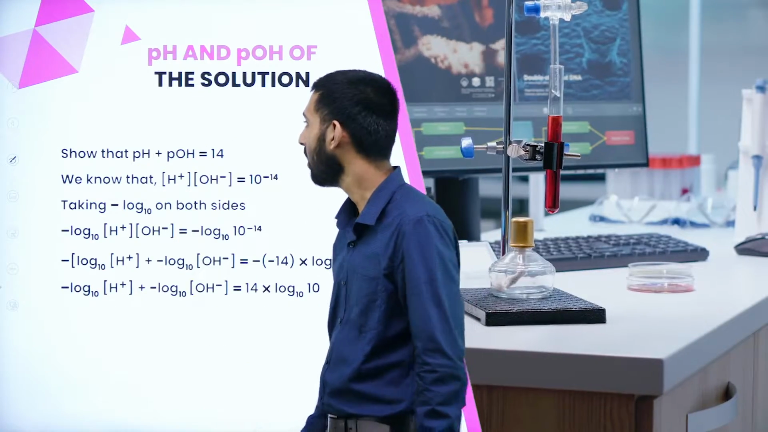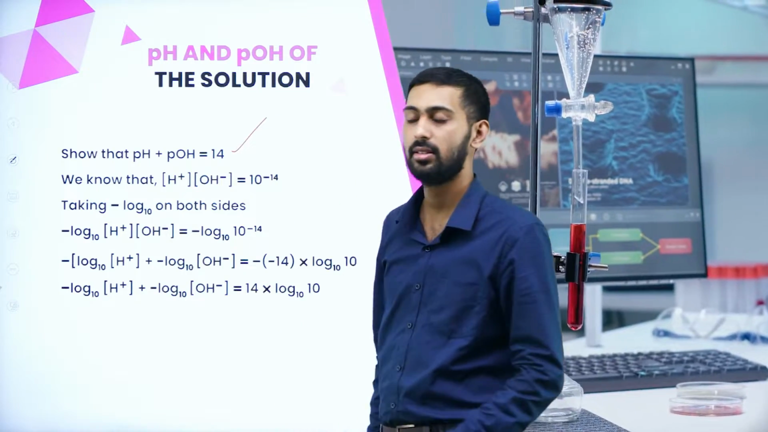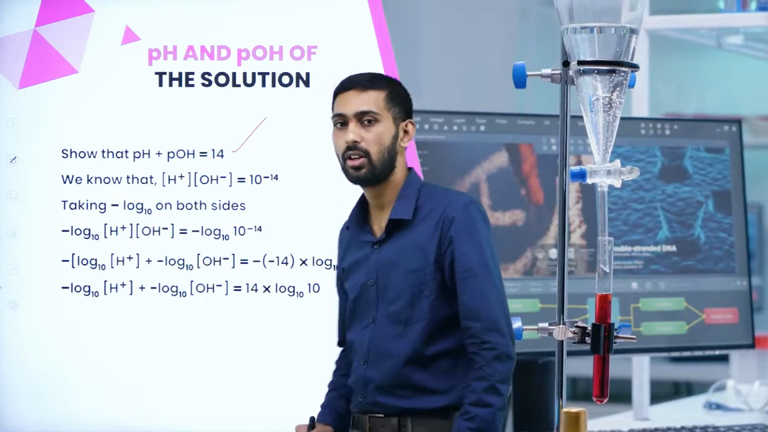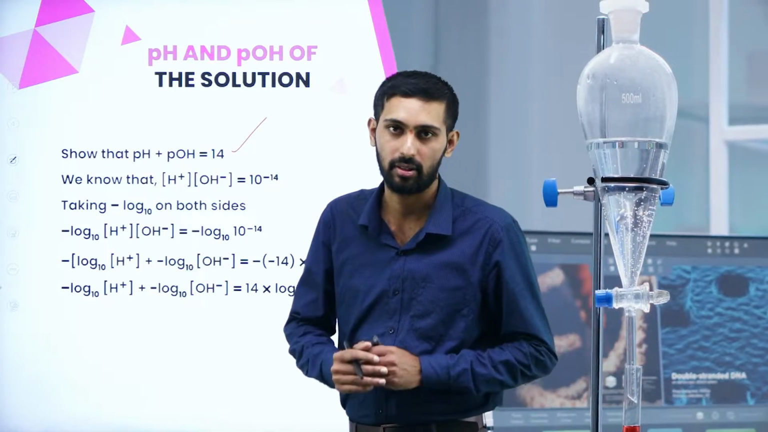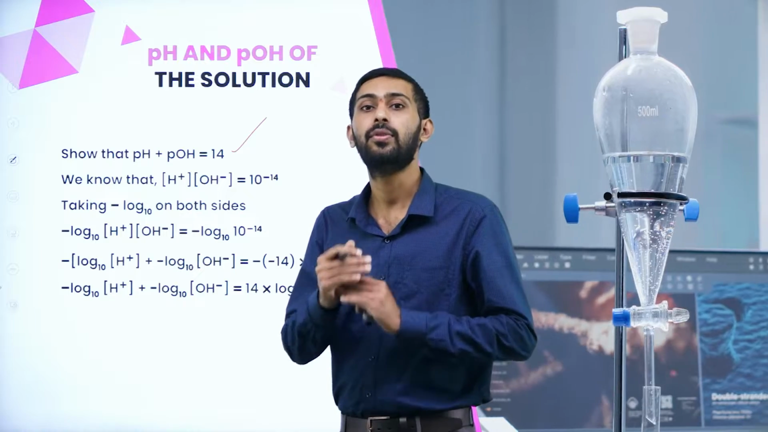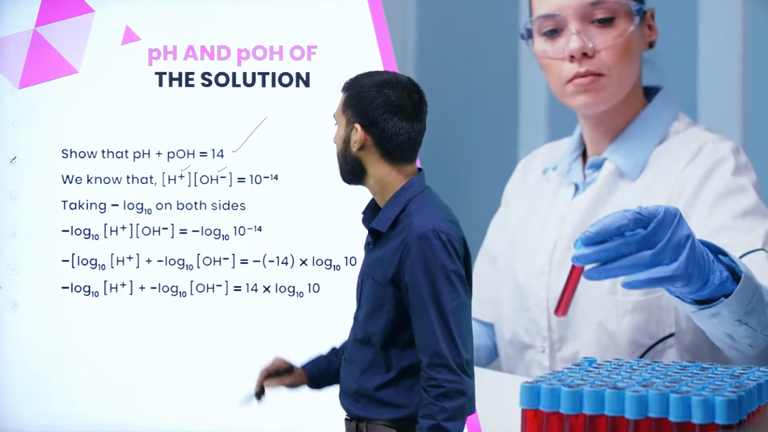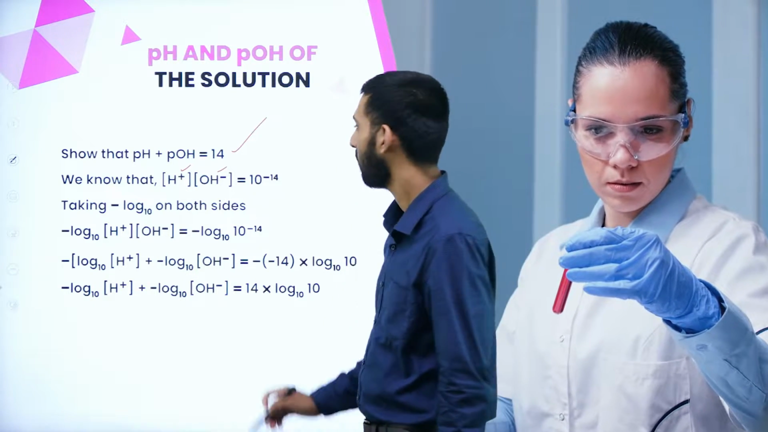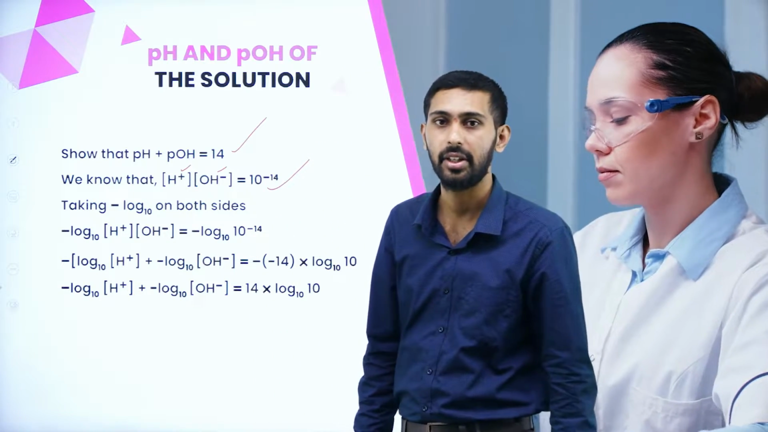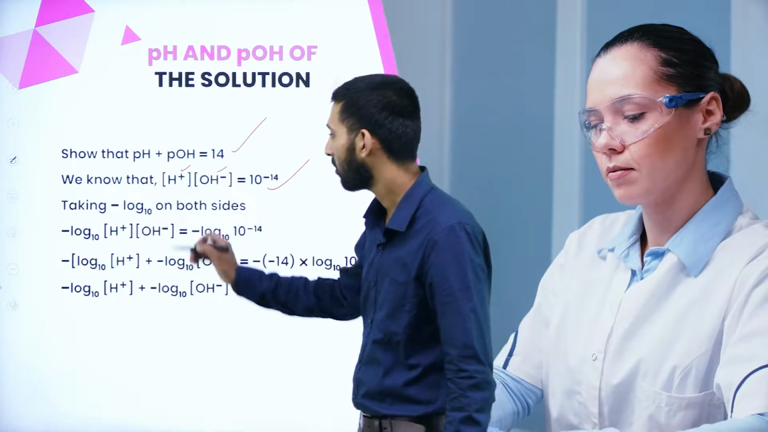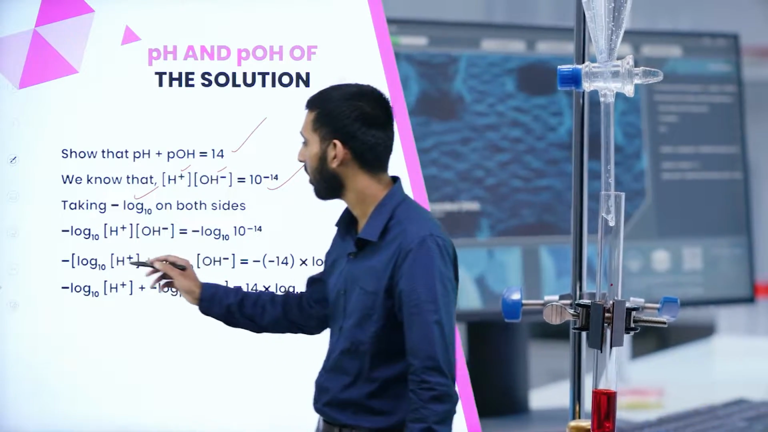Okay, now let us see the relationship pH plus pOH is equal to 14. They will ask this derivation for around 2 to 3 marks in your exam. We have to derive this and prove that pH plus pOH will be equal to 14. Let us take the relation: concentration of H plus ion times concentration of OH minus ion is equal to 10 to the power of minus 14. Next, we take log on both the sides.